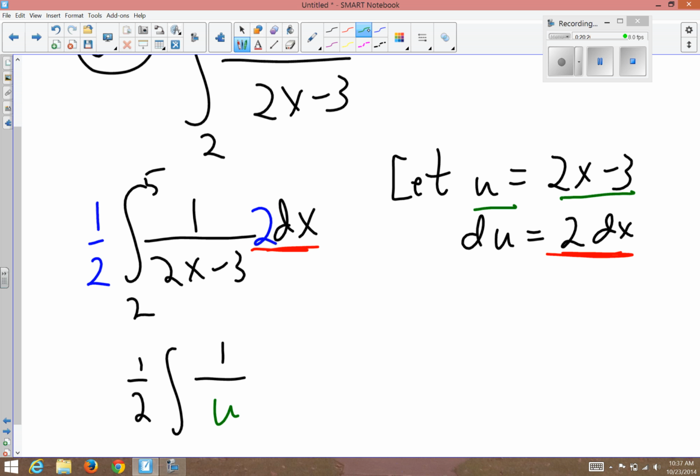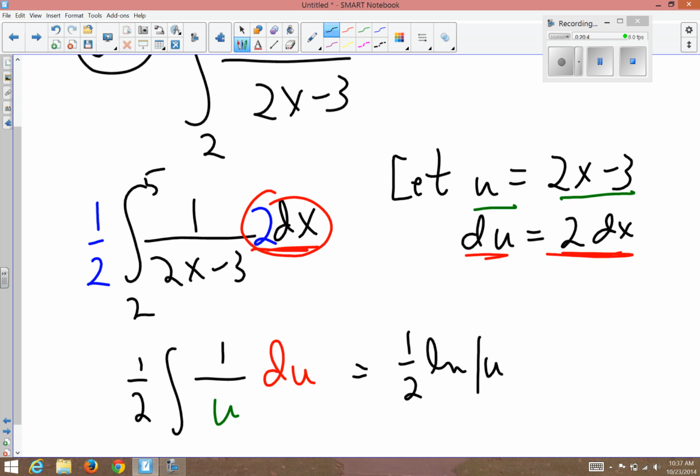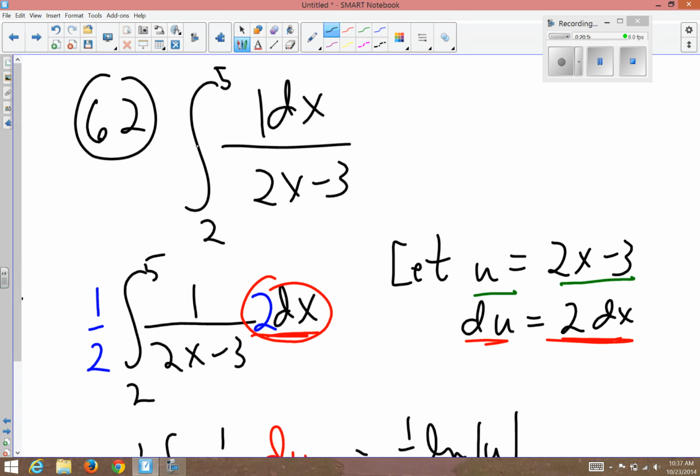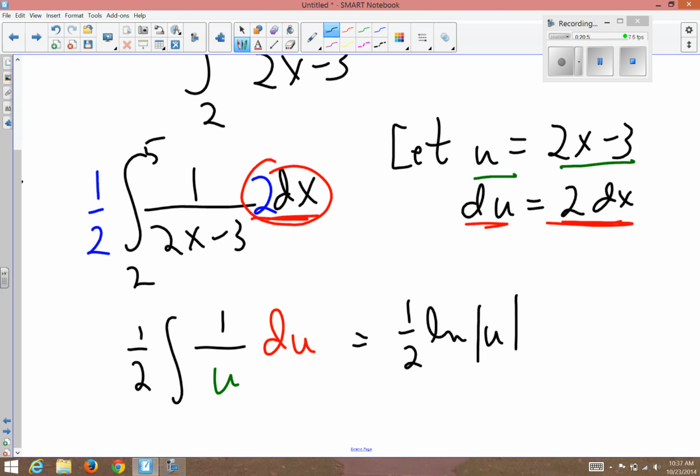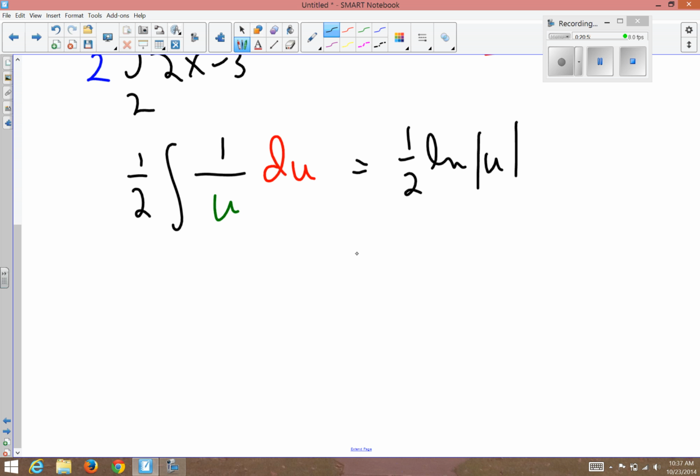What does 2 dx equal? And this is a formula on the sheet. If it weren't, we'd start over. So we got a 1/2. And according to the second formula, the integral of 1 over u du is the natural log of the absolute value of u. Plus c not needed, because we're integrating from a number to a number. We don't use plus c in those cases. So we have 1/2 the natural log of the absolute value of 2x minus 3. That's what u equals, 2x minus 3.